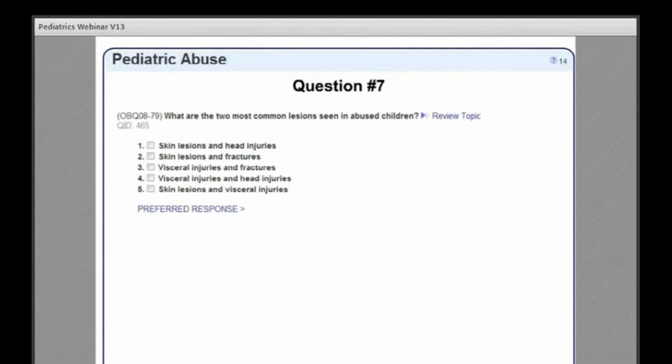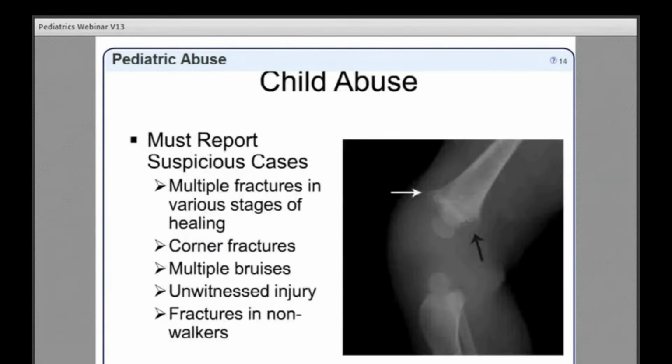What are the two most common lesions seen in abused children? So to get this question right, you'll need to know some things about child abuse. One of the things that you'll need to know are those signs to look for, including multiple fractures in various stages of healing, corner fractures, which are fractures that result from a twisting mechanism to a limb. And you can see a nice illustration of that on this x-ray with both the black and the white arrow illustrating the healing corner fracture, which is really a fracture at the metaphyseal-physeal junction.